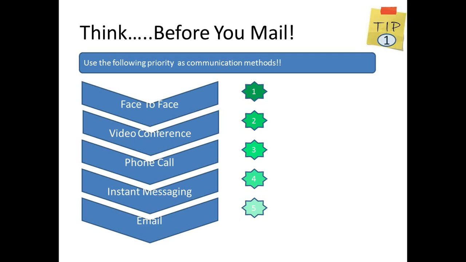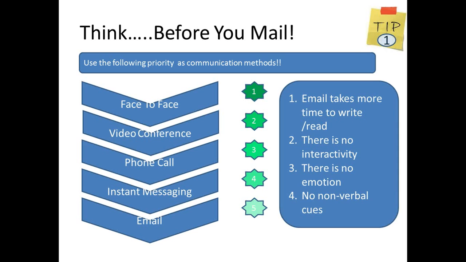So I think the first and most useful tip is to think before you mail and follow a priority as follows. Now let's understand why. First of all, email takes more time to read and write. There is no interactivity in email. You have to write an email, shoot it out, the other person receives it, and then he responds to you. There is hardly any emotion. What you hear me say, you can hear emotions in my voice. But in email, absolutely no emotion.